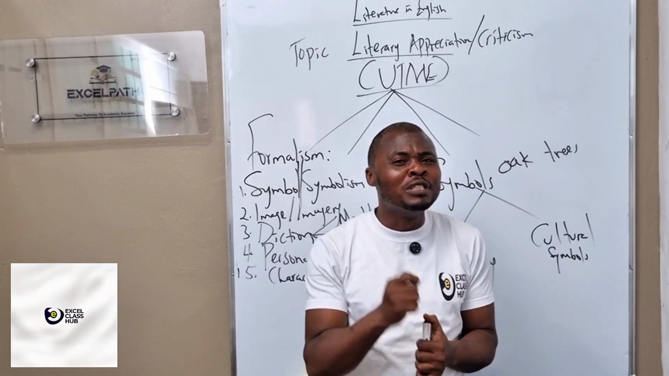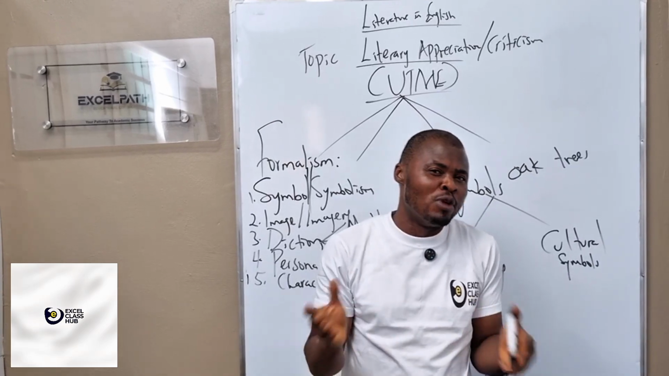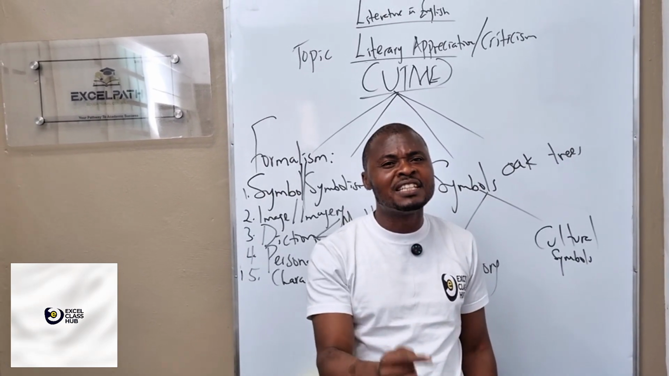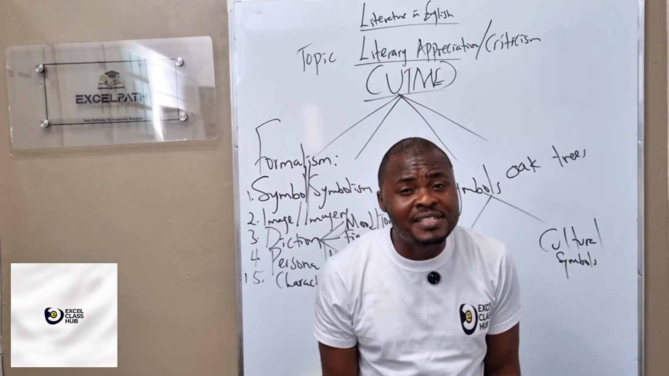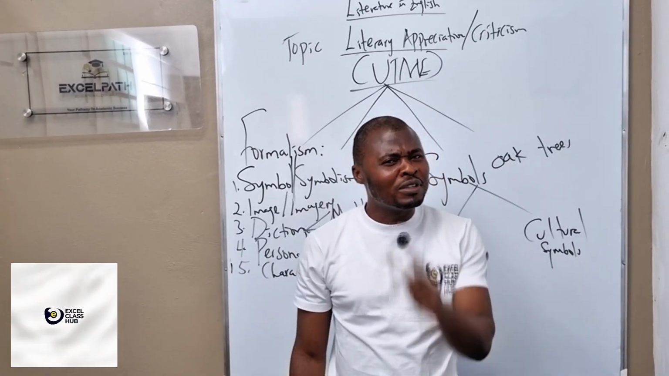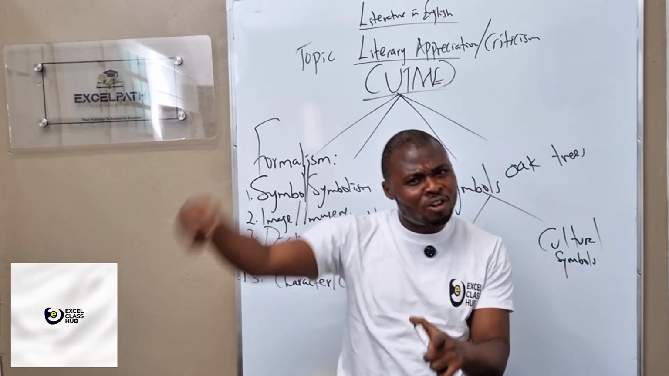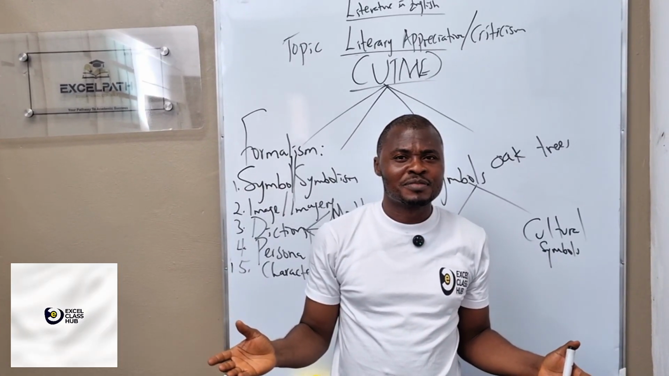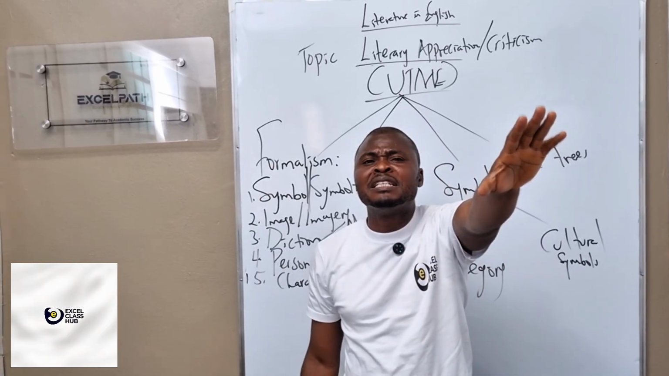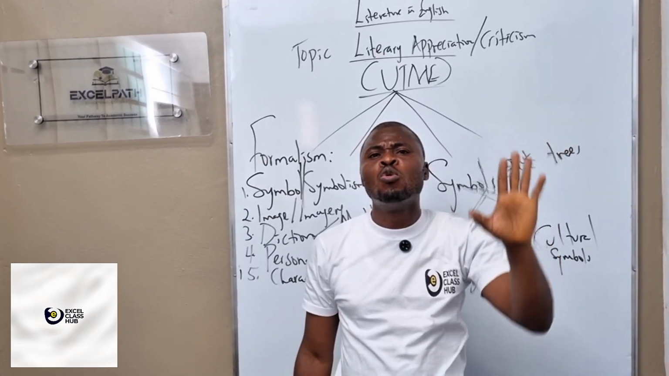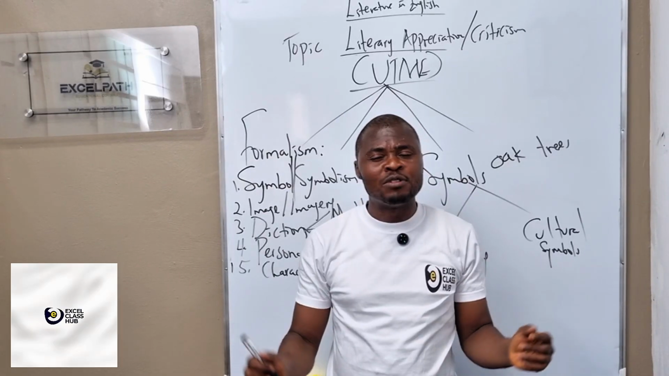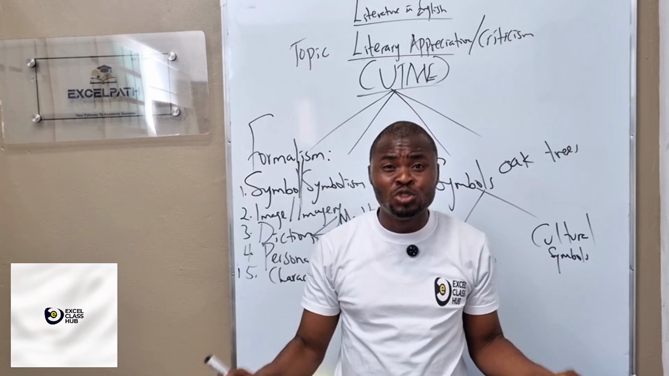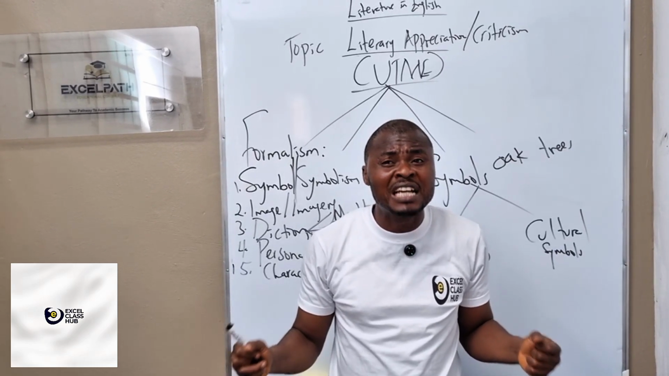Now, if you read a literary work like a poem, and the writer is from Europe, and the writer uses an oak tree in that poem, what has he used there? That's a symbol. But what type of symbol is that? It's a cultural symbol because oak trees don't grow in Africa. So in that part of the world, they know what an oak tree means. An oak tree means strength, durability, or even longevity.